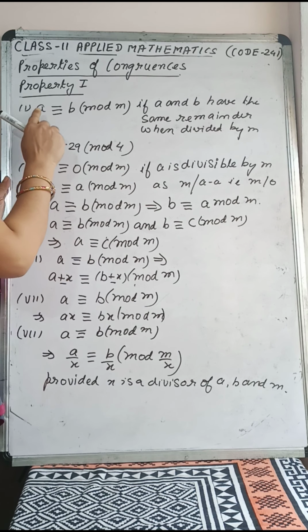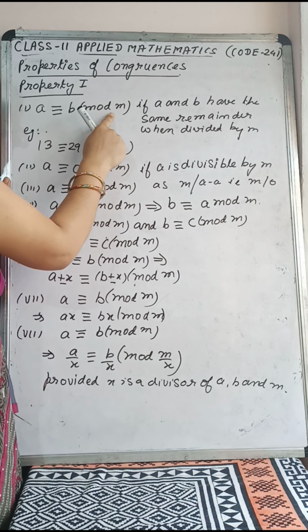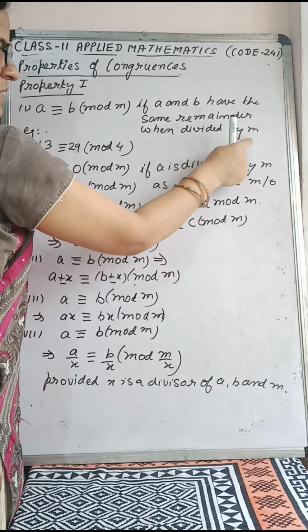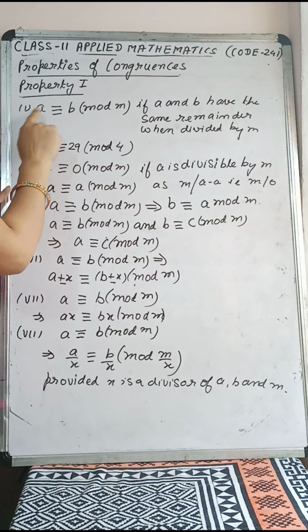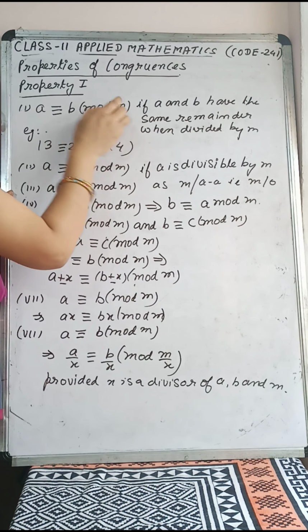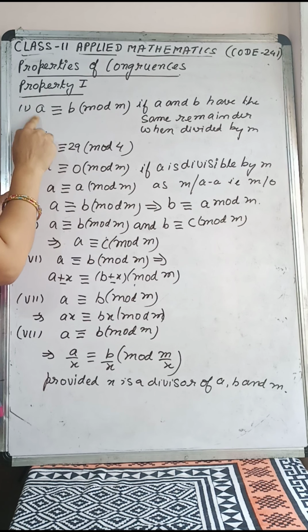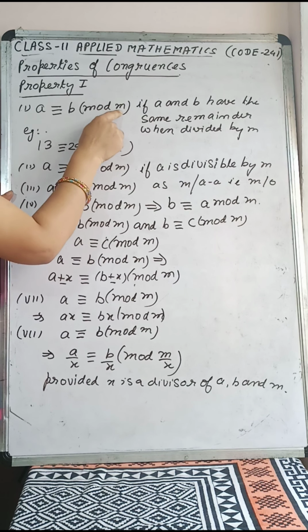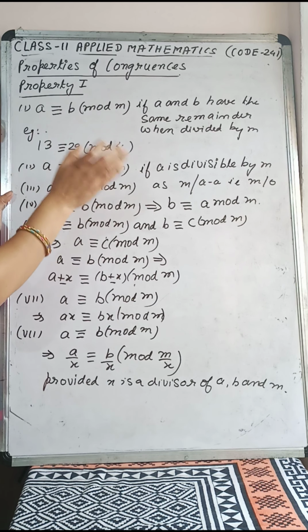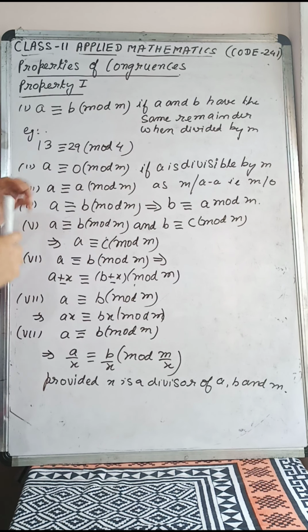The property: A is congruent to B modulo M if A and B have the same remainder when divided by M. That is, if A is congruent to B modulo M, then if A is divided by M or B is divided by M, the remainder will be the same.